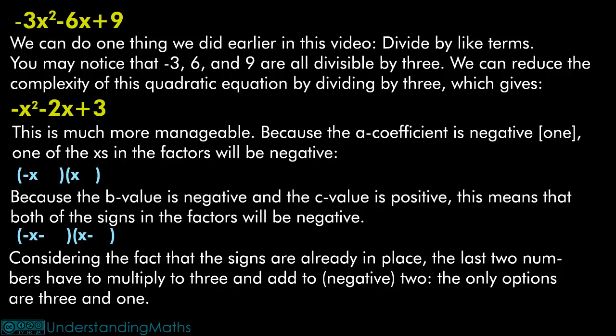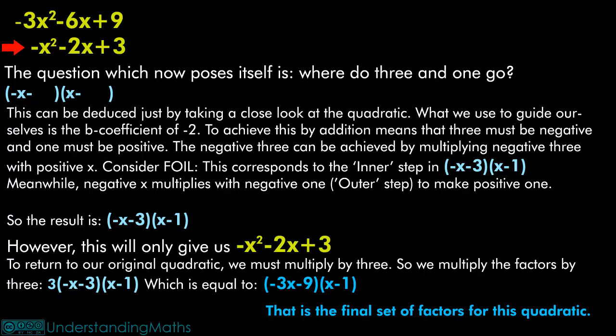Then, because the c value is positive but the b value is negative, we know that the two signs in the factors will be negative. So we can place those. Because the c value is 3 and we know that only 3 and 1 multiply to give 3, we know that the two latter numbers of the factors will be 3 and 1, but in which order do they go?